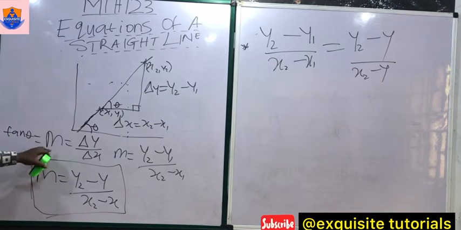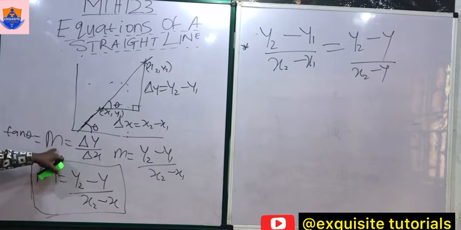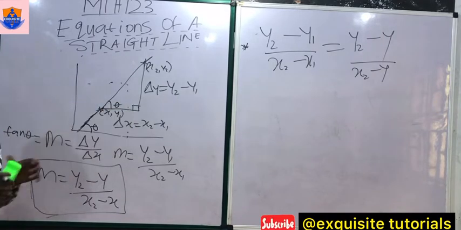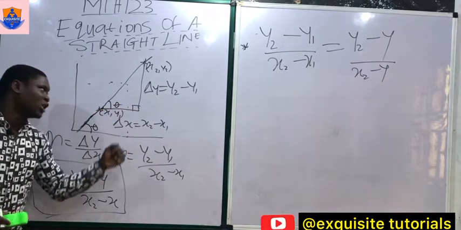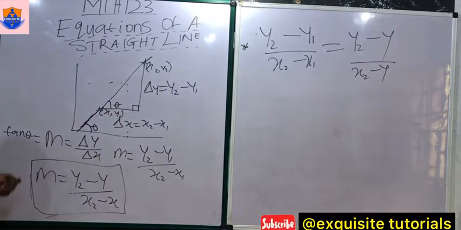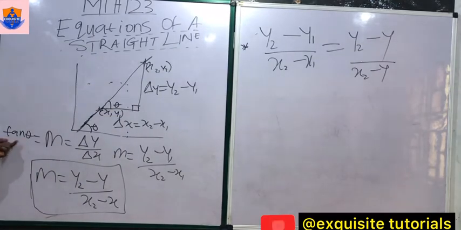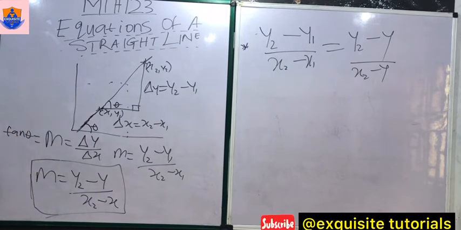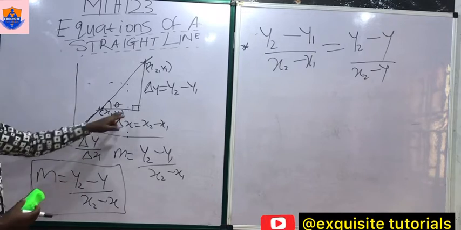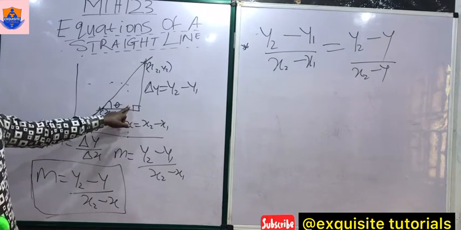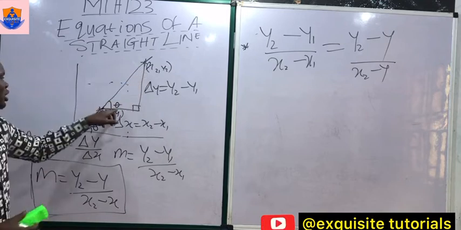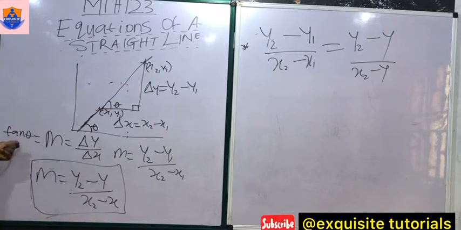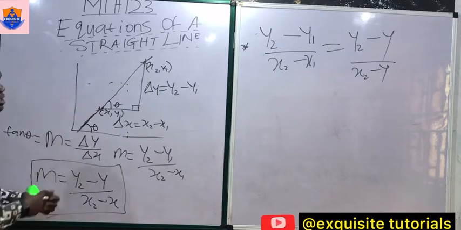So if you are not given the gradient and you are given the angle it forms with the x-axis, not the y-axis, you can get the gradient of the line. So the tangent of that angle is the gradient of the line. Sometimes they will give you two coordinates and they will ask you to look for the angle it forms with the horizontal axis. Now if you know the gradient of the line, the inverse of the tangent of your value will give you the angle it forms with the horizontal axis. So that's the first two forms of a straight line.